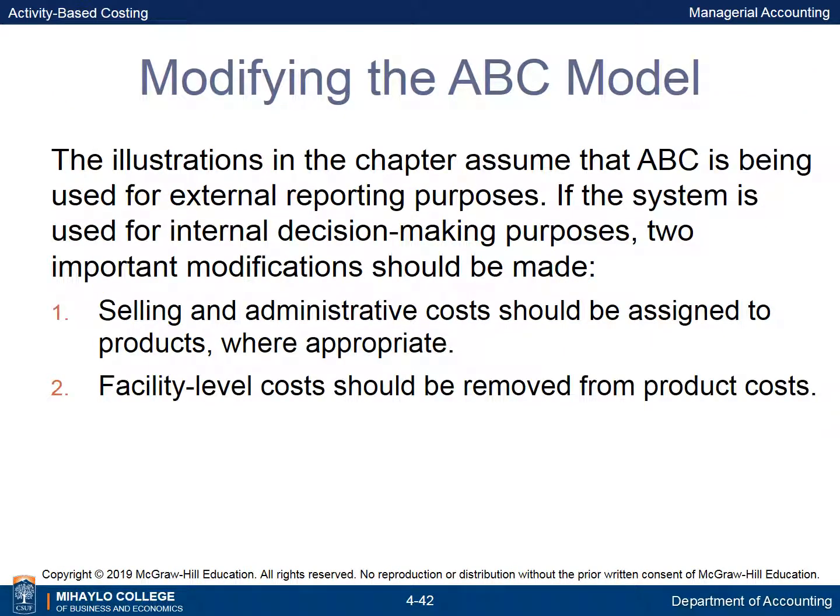The illustrations in the chapter assume that ABC is being used for external reporting purposes. If the system is used for internal decision-making purposes, 2 important modifications should be made. 1. Selling and administrative costs should be assigned to products where appropriate. 2. Facility-level costs should be removed from product costs.